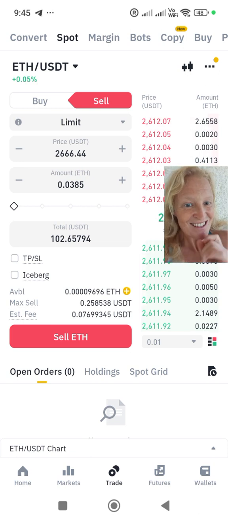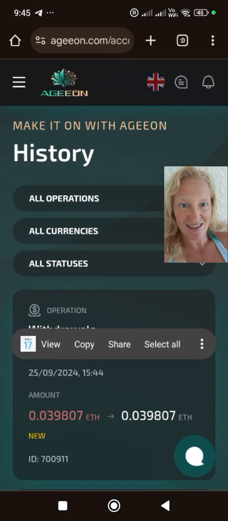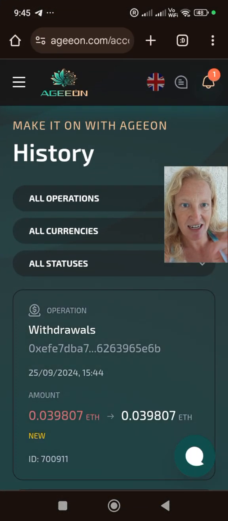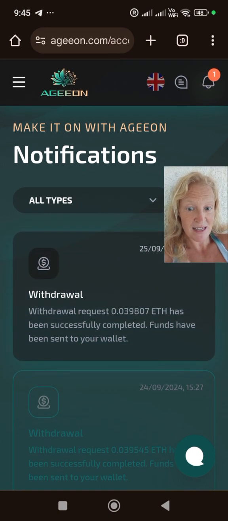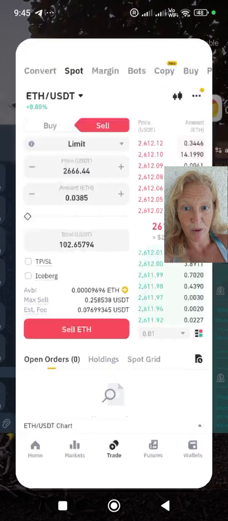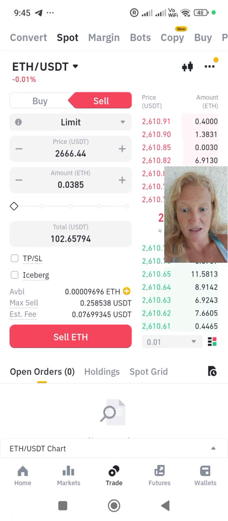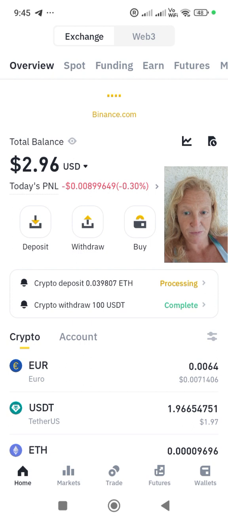I will wait until the price goes up a bit for switching my money, because it's not necessary. Did you hear that noise? That is one of my favorite noises, because it says it's processed, and you can see this is related to this bell here, and you see that the withdrawal has been successfully completed and the funds have been sent to my wallet. So I click this and the one in the bell goes away, and we have a look if this is really true, and you see it here. There's crypto deposit processing.